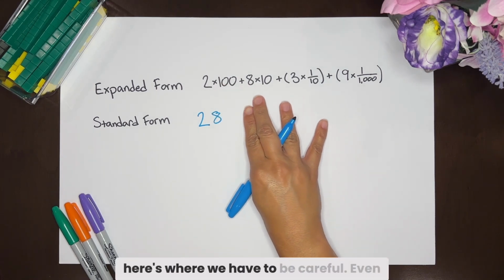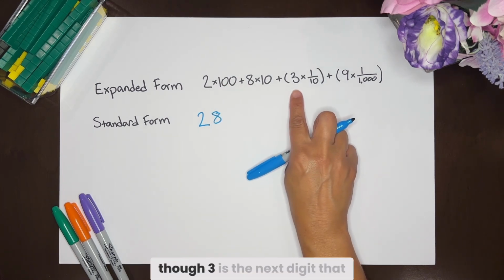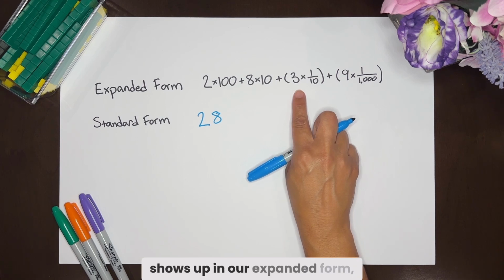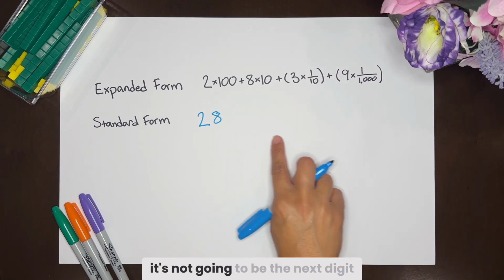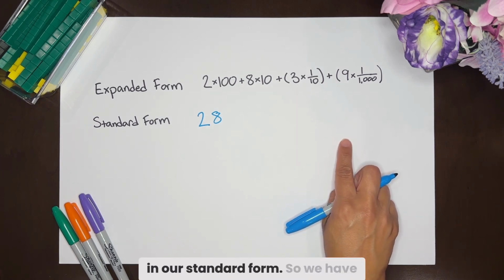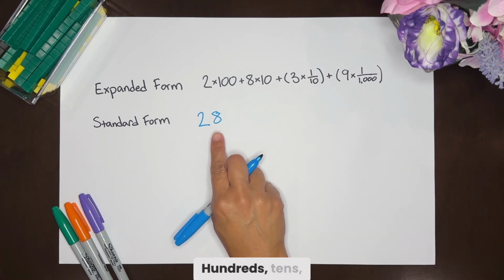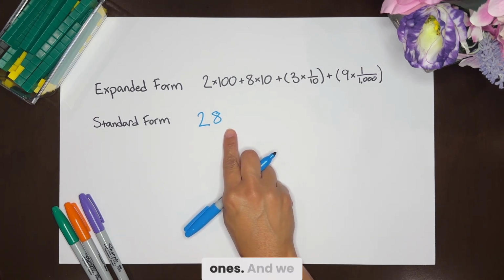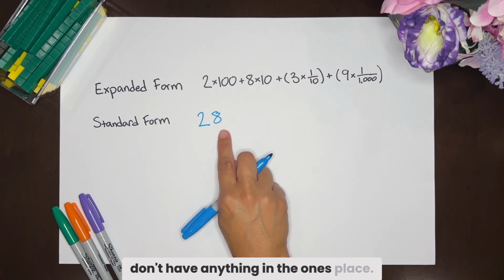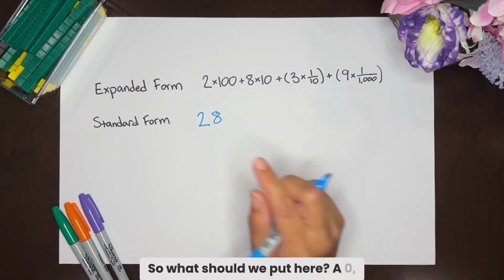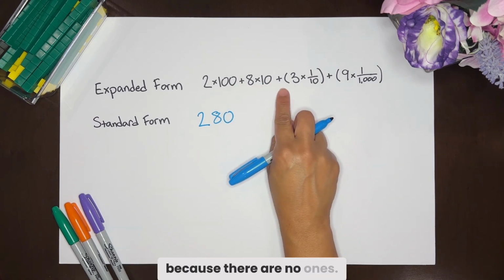And here's where we have to be careful. Even though 3 is the next digit that shows up in our expanded form, it's not going to be the next digit in our standard form. So we have to think about those place values: hundreds, tens, ones. And we don't have anything in the ones place. So what should we put here? A 0, because there are no ones.